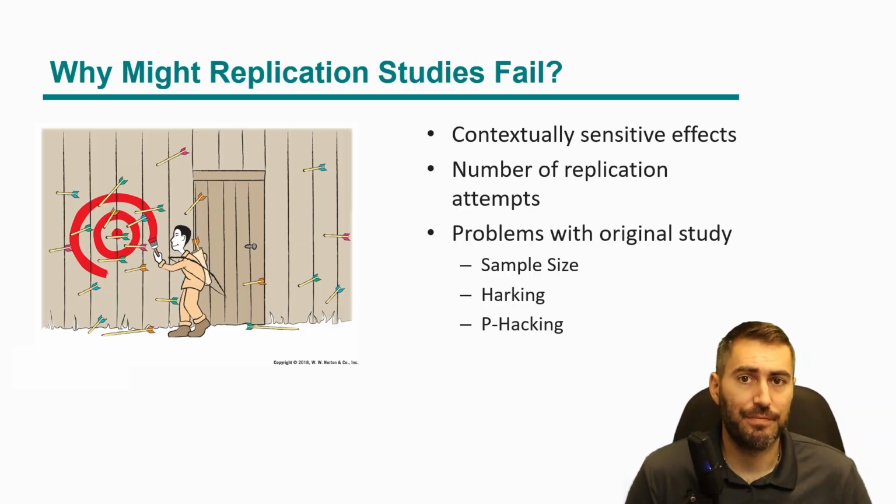HARKing is a term that stands for hypothesizing after the results are known, and involves creating a hypothesis after seeing surprising results. Such findings may be due to chance and can't be replicated. P-hacking is when a researcher might peek at the study's results, and if they are not quite significant, run a few more individuals, decide to remove certain outliers from the data, or run a different type of analysis. The P stands for p-value or significance.